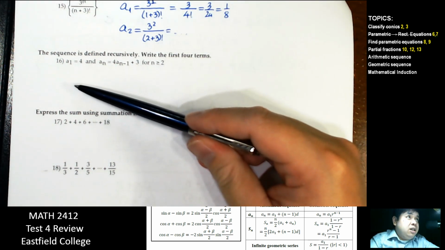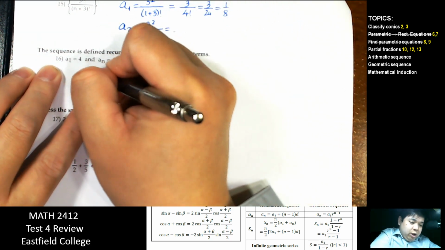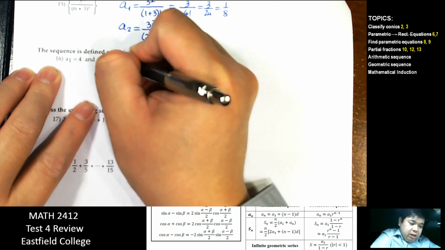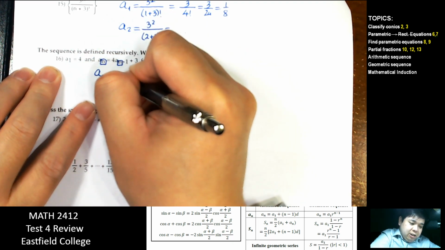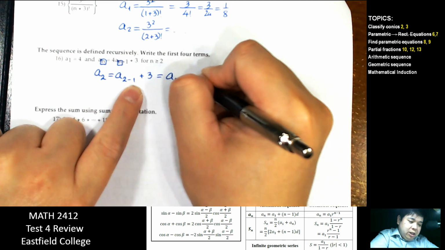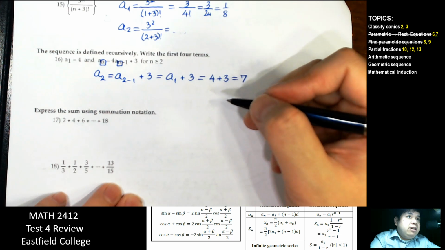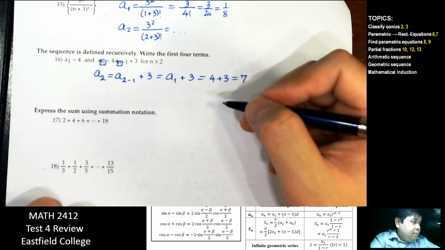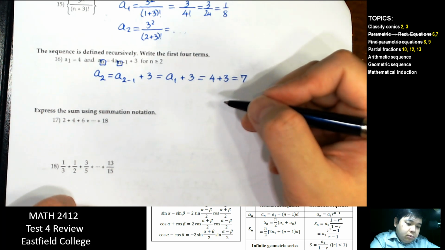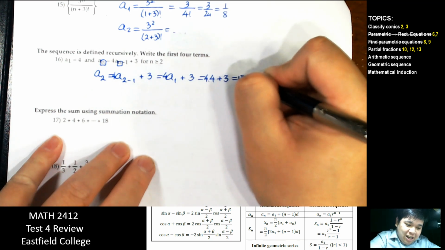This part is easy, so we have A1 already. We will go to A2. If we put 2 here and here, 2 minus 1 is A1 plus 3. So we're going to have 7. Except I forgot the 4 here. So in that case, that is 19.